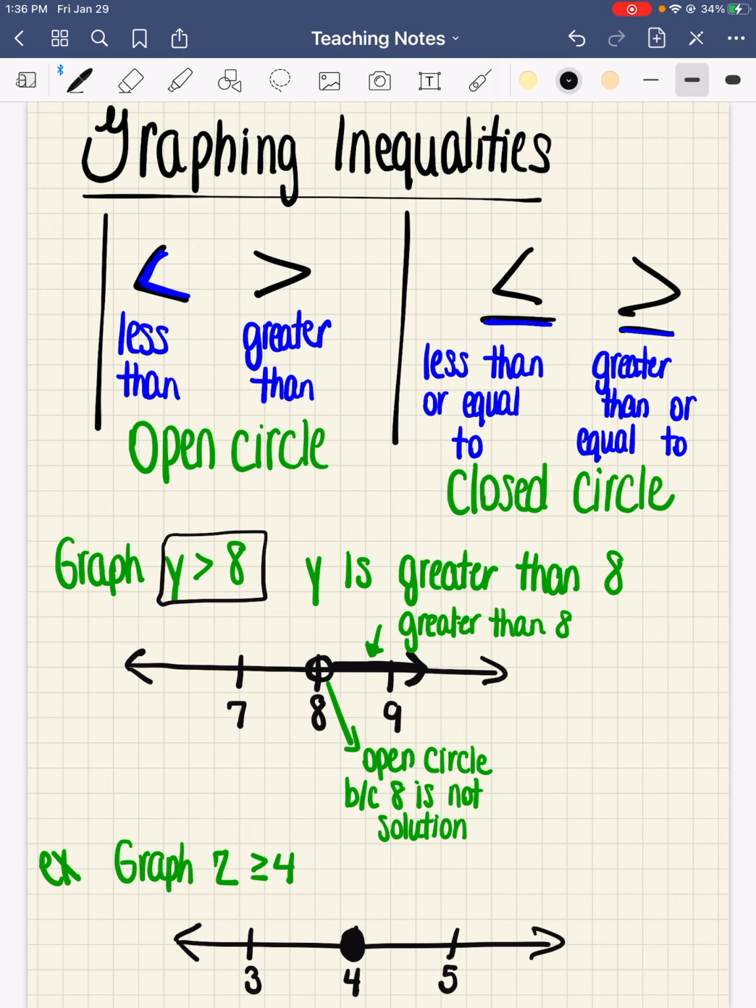Z is greater than or equal to 4, so I need to ask myself, is 3 greater than or equal to 4? That's a no. 5 is, so I'm going to make my graph in the direction of the 5. Okay. This is the idea of testing a number to determine which way your line is going. We will do some more practice for this in class today.